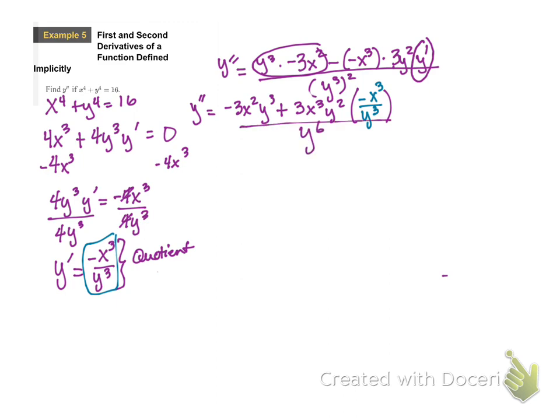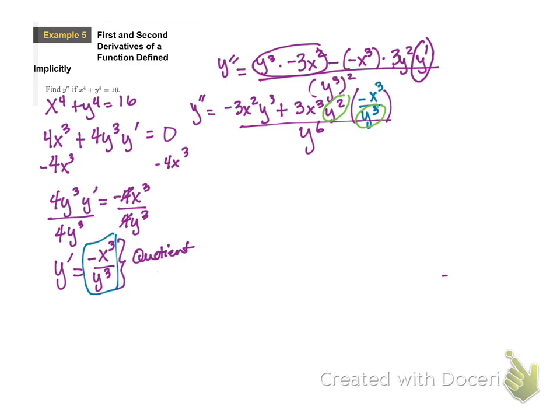Okay. And now comes the fun part. We're just going to simplify for the rest of our lives. So what happens here? Let's look at it. I'm looking at the second term. When they multiply this y squared and divide by y cubed, you subtract your powers. So you're going to end up with a y on the bottom. Does that make sense?